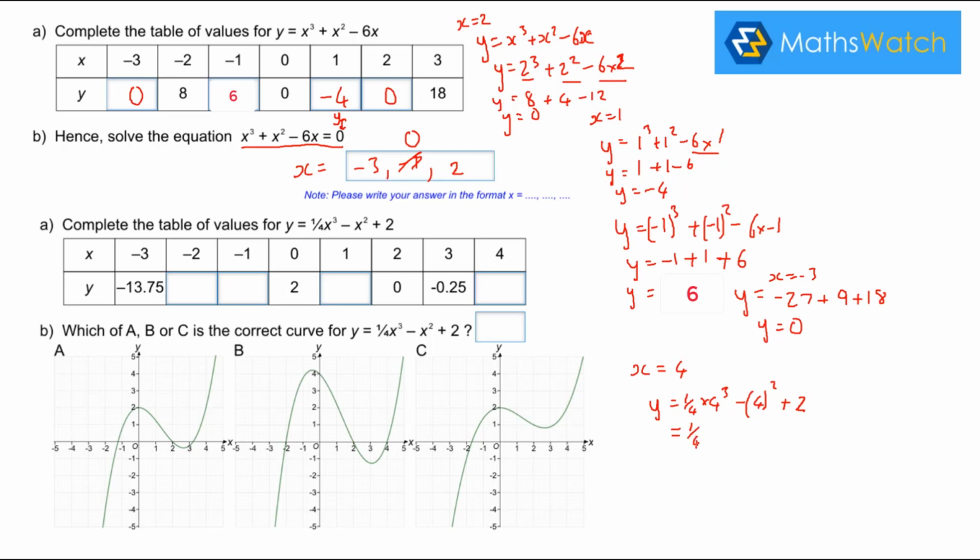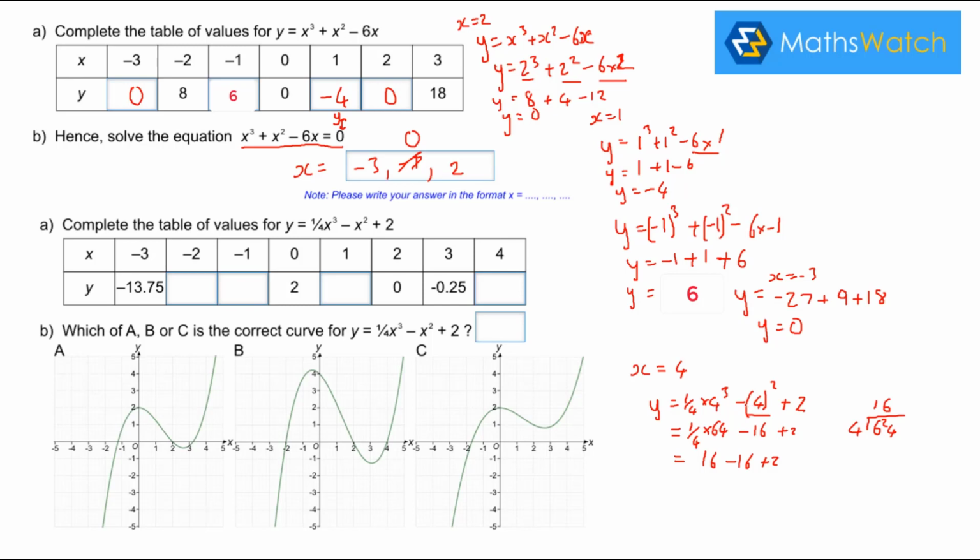So what's 4 times 4 times 4? 4 times 4 is 16. 16 times 4 is 64. So a quarter times 64, minus 4 squared is 16, plus 2. So what's a quarter of 64? If you can't do that, just use your bus stop. That's 1, 4 goes into 6, remainder 2, goes into 24 is 16. So you're going to get 16 minus 16 plus 2.